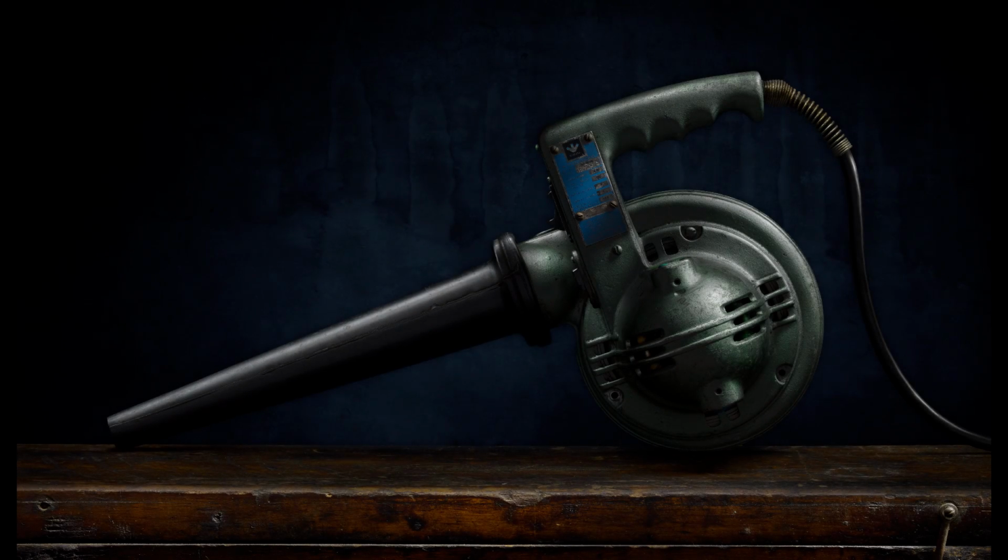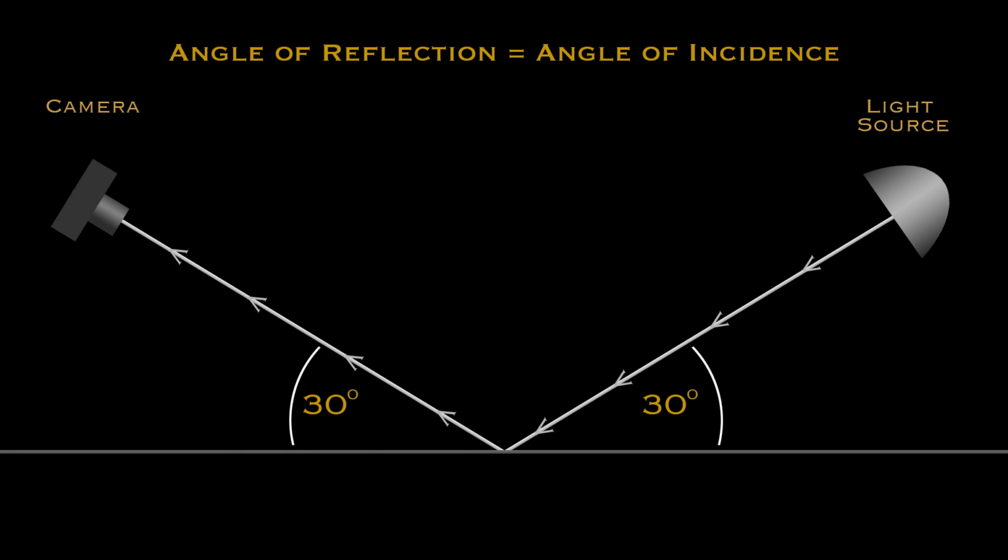Thanks for joining me. This tutorial features this image of a vintage industrial blower that I recently photographed, and it addresses one of the 6 basic principles of light that I teach in my workshops. One of those principles tells us that the angle of reflection is equal to the angle of incidence. That means that when a light source strikes an object, it bounces off at the same angle.